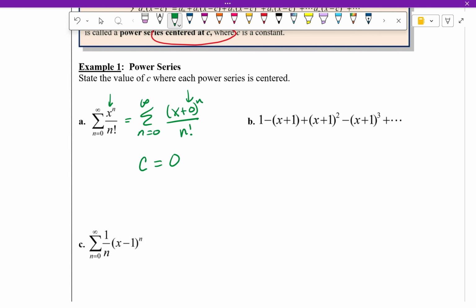All right, looking at B, again, I'm looking at this piece right in here, that repeated piece. The center is hiding in there. Does anybody have any idea what they think the center is on that one? Negative 1. Good job. Why negative 1? The formula said x minus c, and the power series is x plus 1, so it will cancel out.